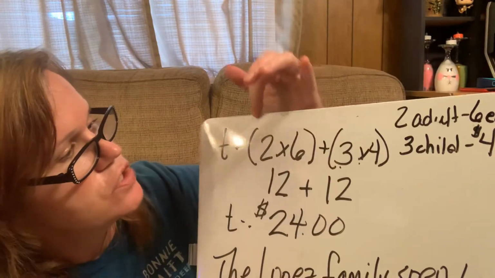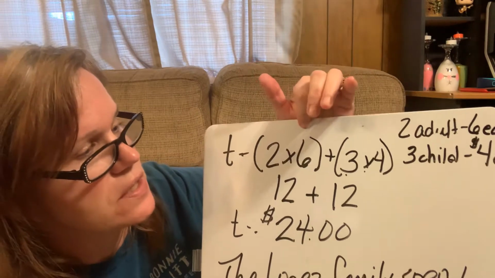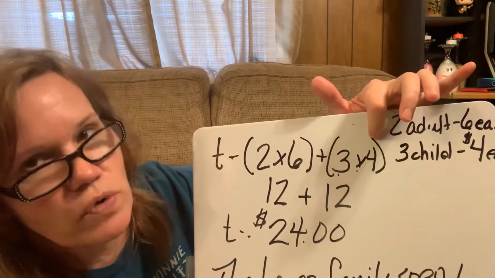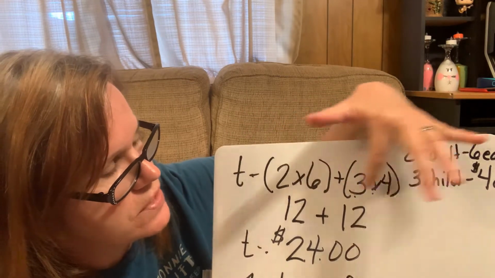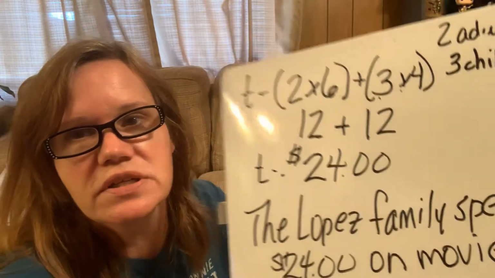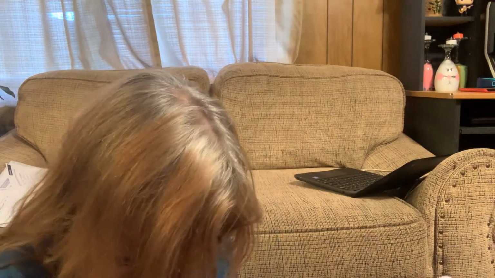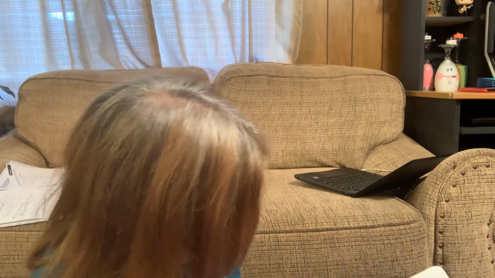We had 2 adult tickets at $6 each, so that's basically 2 groups of 6. 3 children's tickets at $4 each. We multiplied in the parentheses and got 12. 3 times 4 was 12, added it to get $24, and we made that into a complete sentence. All right, let's look at one more. Let's look at number 2.